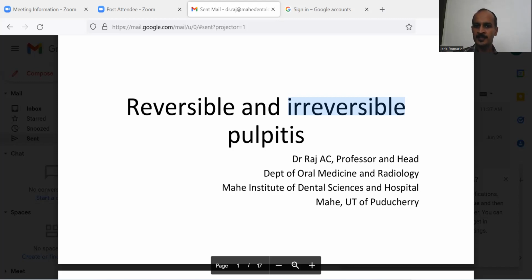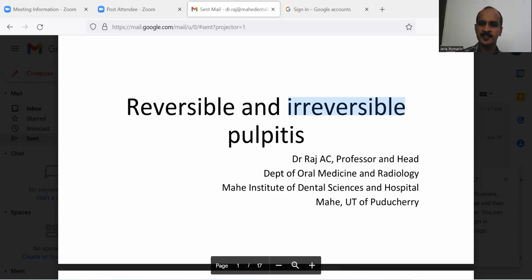In irreversible pulpitis, the majority of the pulp area is hyperemic. You can never revert the pulp back to normal. So the treatment is root canal treatment. So whether you have to go for a root canal treatment or not depends on our decision or diagnosis.